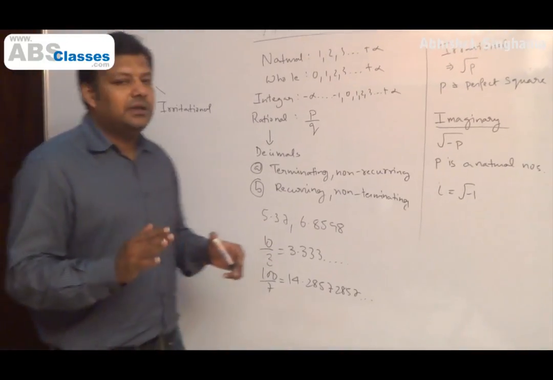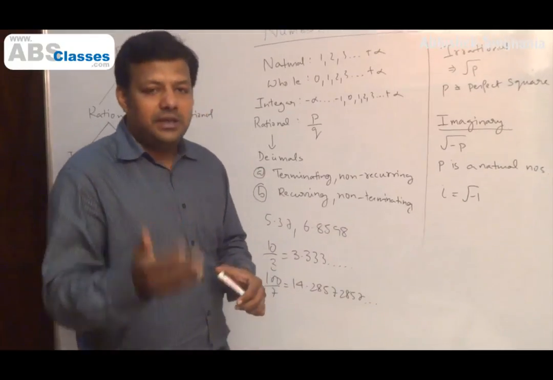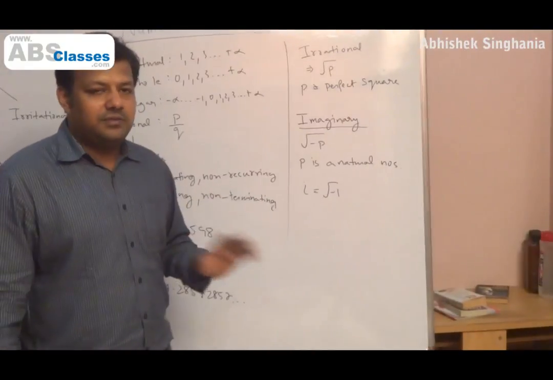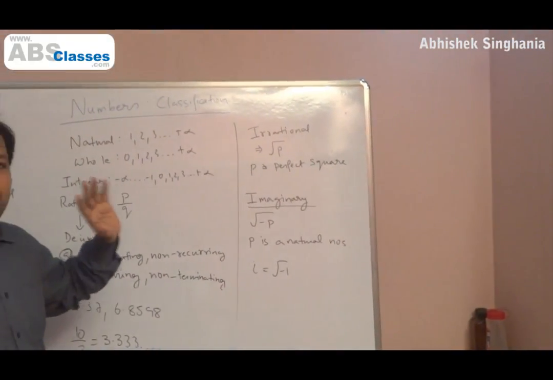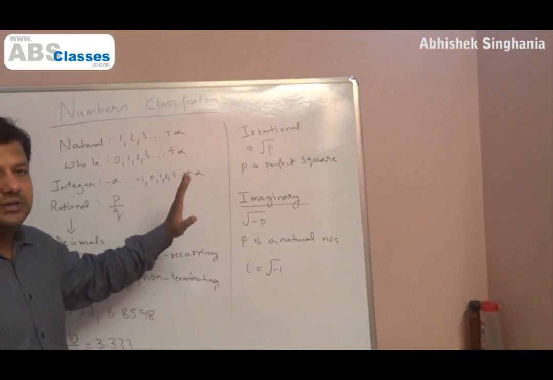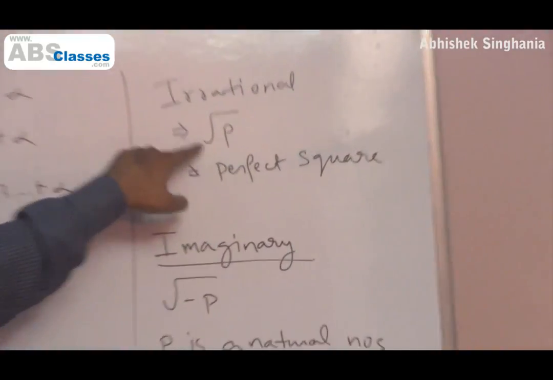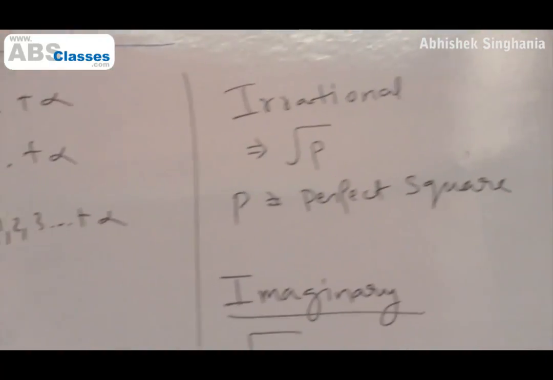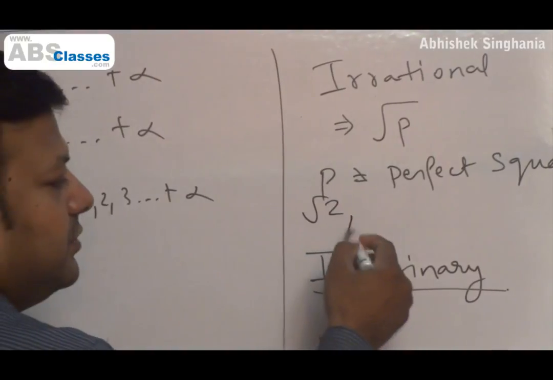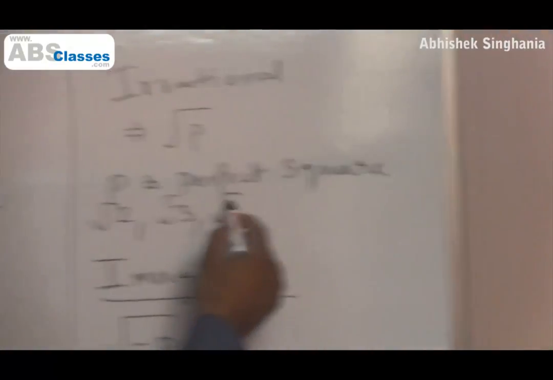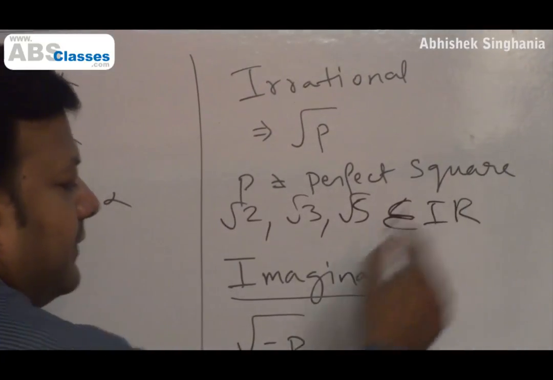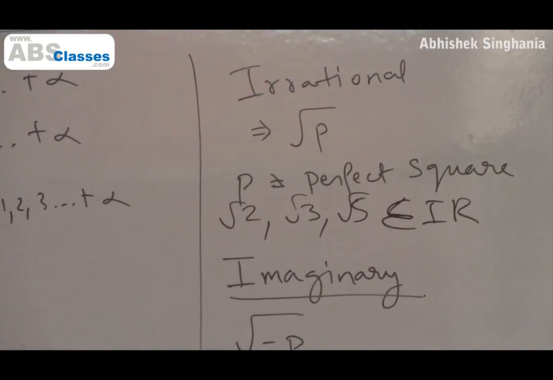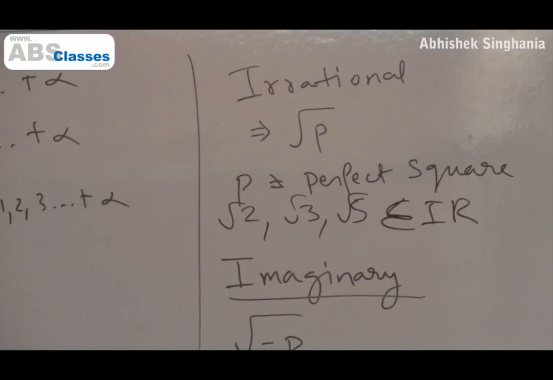Now let's come to the other part, the opposite of rational: irrational numbers. An irrational number is very simple: it cannot be represented as a fraction. And what is the most common representation of an irrational number? The square root of a non-perfect square. For example, square root of 2, square root of 3, square root of 5. They all belong to irrational numbers. So rational and irrational put together make real numbers.